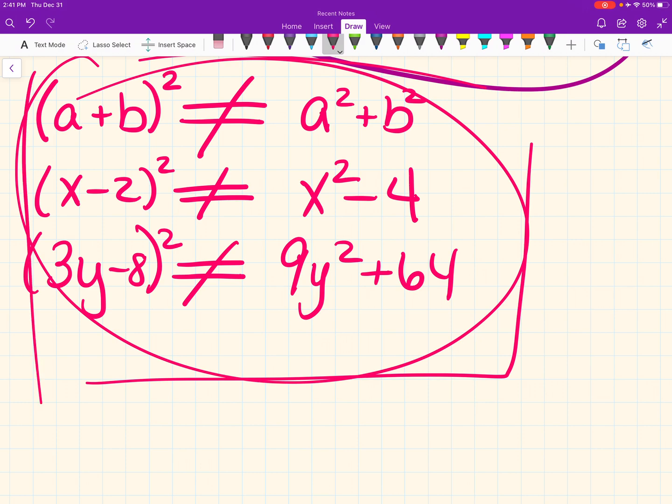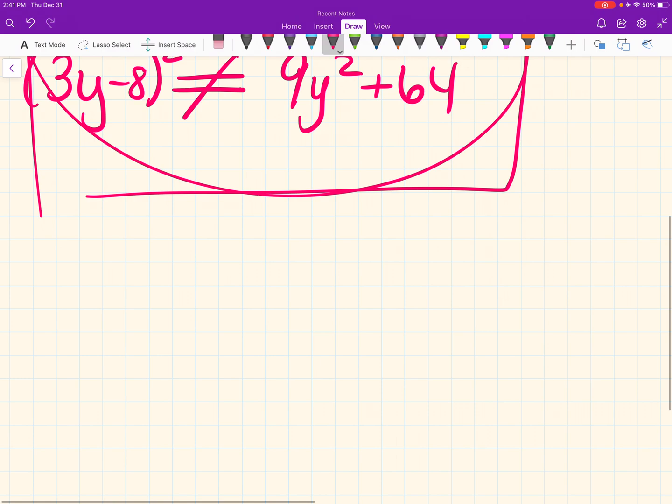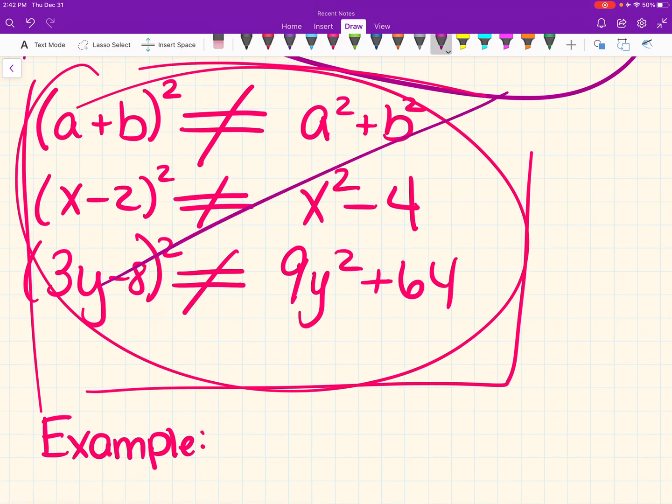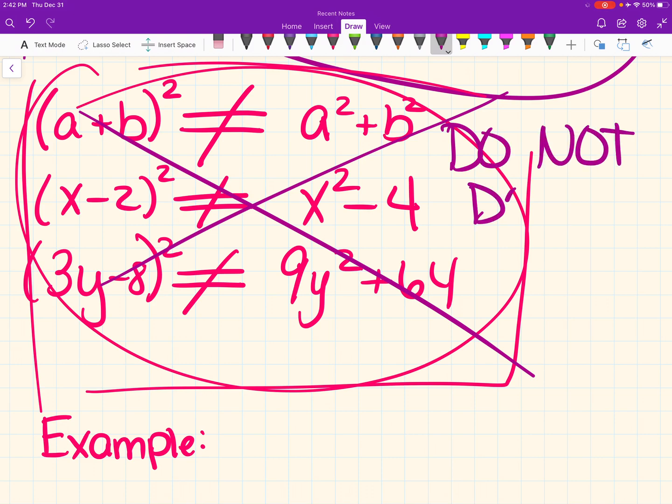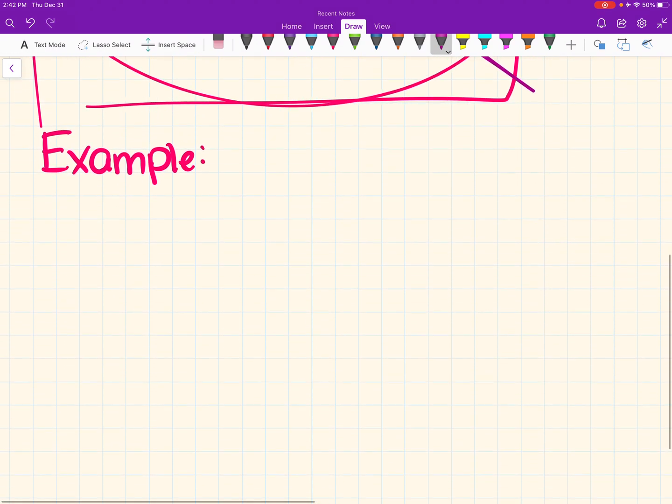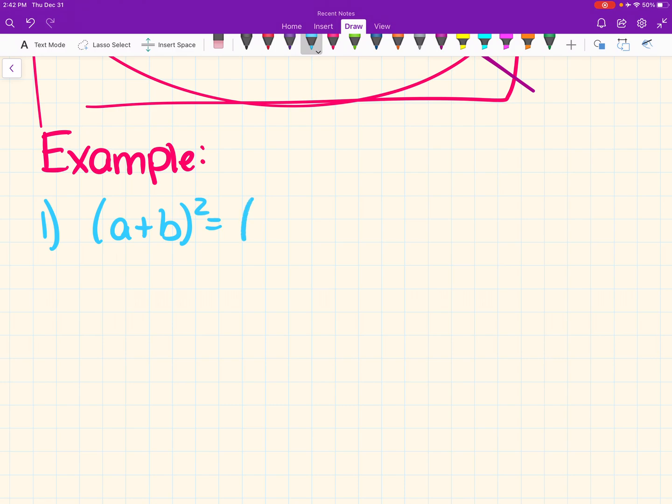Don't do this. Okay, this is what you need to do. Here's the right way. And in fact, if you want, go back up here and put a big X through it. Do not do this. Something to tell yourself. All right, so let's do our first one, and I'll show you how to do it for real. A plus B squared means the whole thing is written twice, the whole quantity. So A plus B, and then we have to write A plus B again.